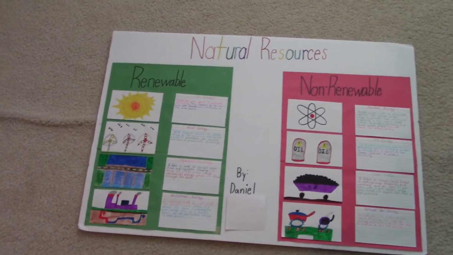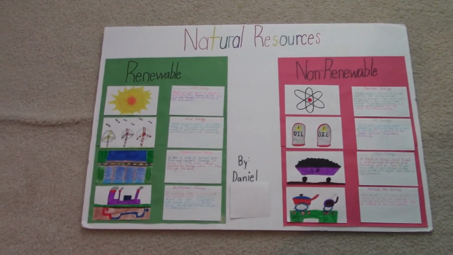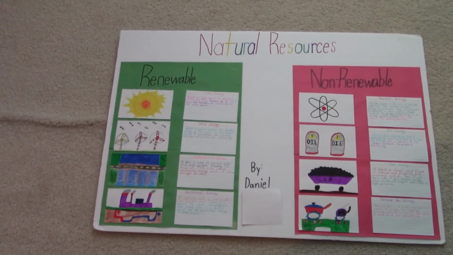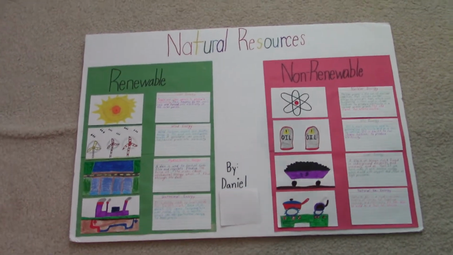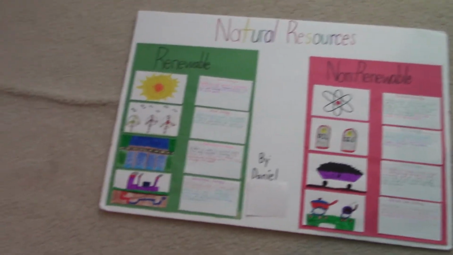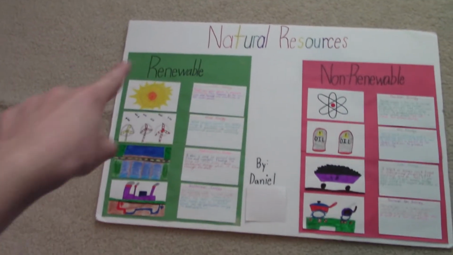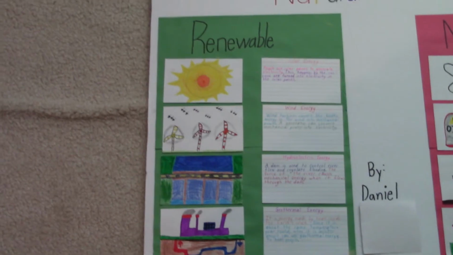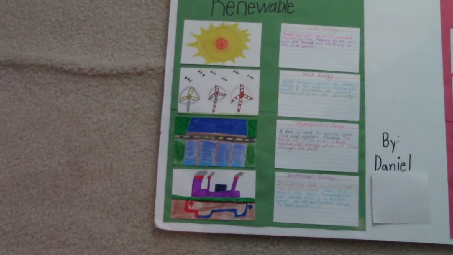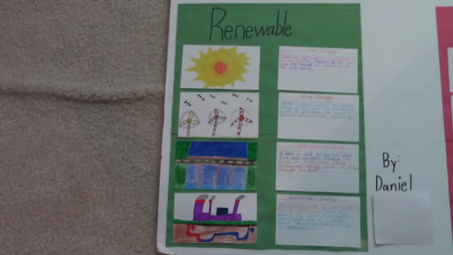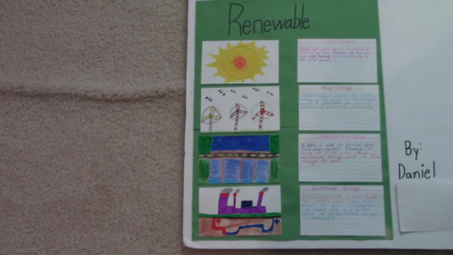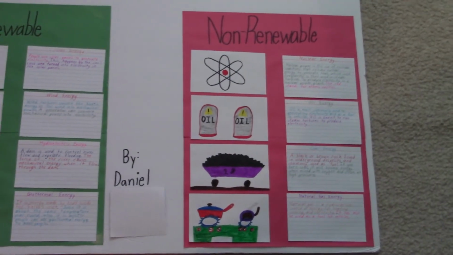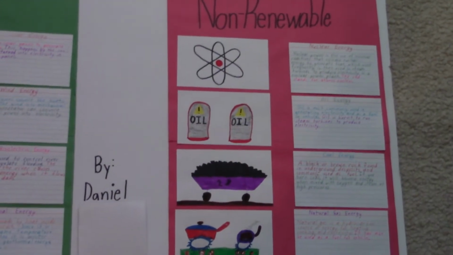So today we are going to be teaching you guys about natural resources, renewable resources, and non-renewable resources. Let's go. So let's start off with the renewable side. I did green because it's good for the environment and it doesn't really do all that much damage. But the non-renewable side is red because it's bad for the environment and you can only use it once.